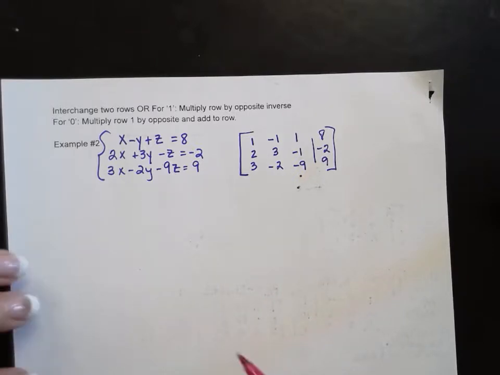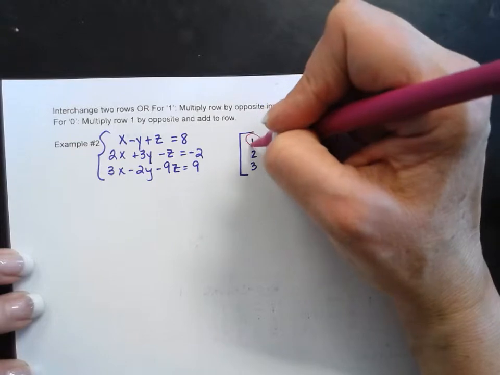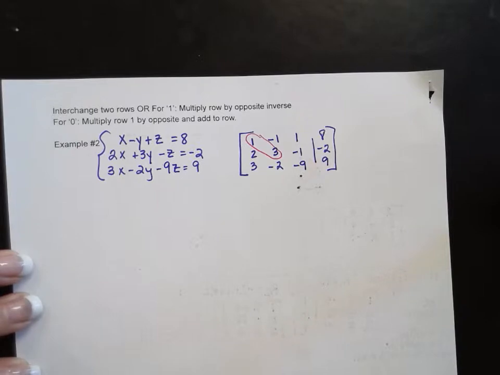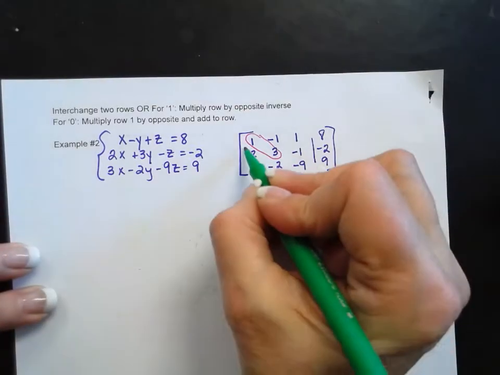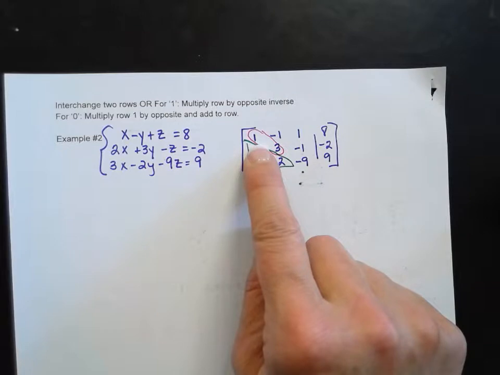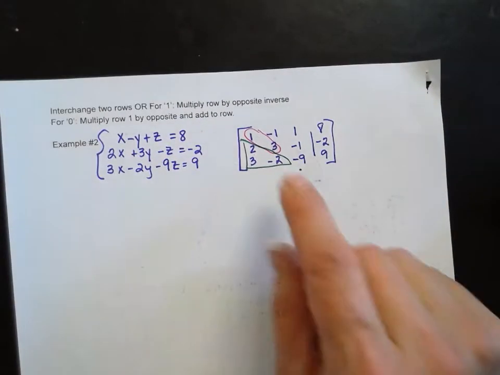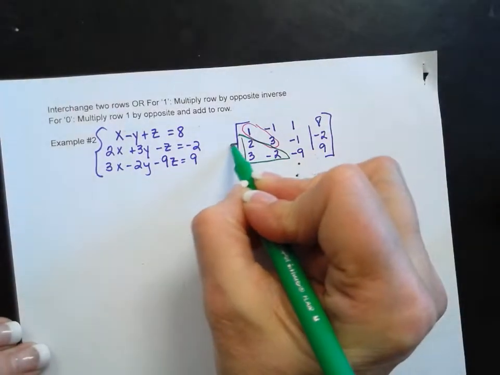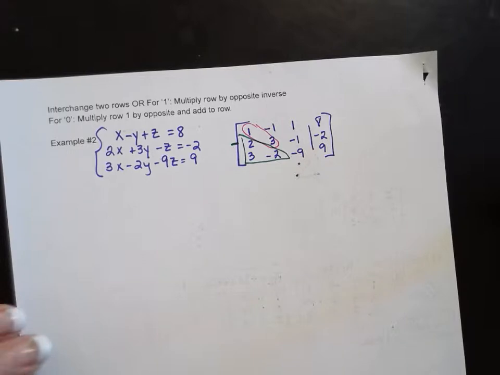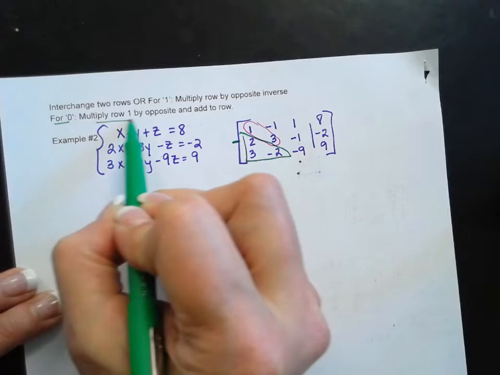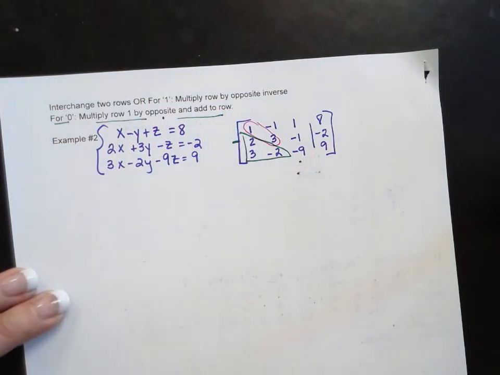So my goal is to turn these two into ones, right? And then this triangle into zeros. Agreed? Hey, first position, it's already a 1. I don't have to do anything. We'll just move on to the second row. And I got to get it to a 0. All right? So, for a 0, multiply by the opposite and add to the row.